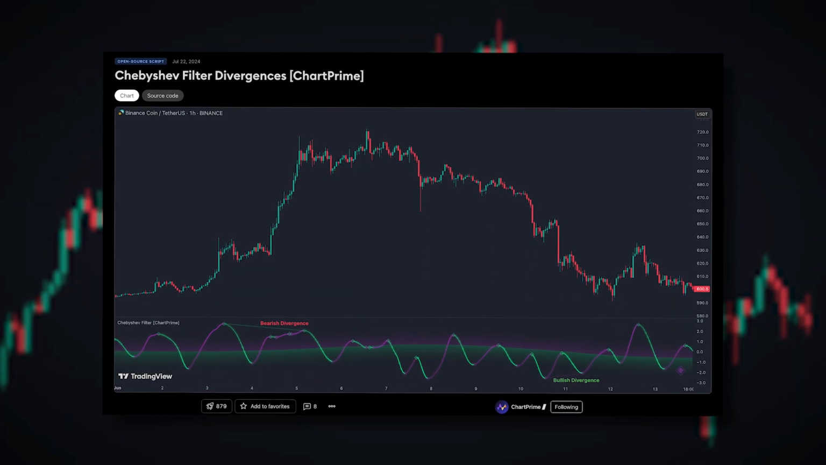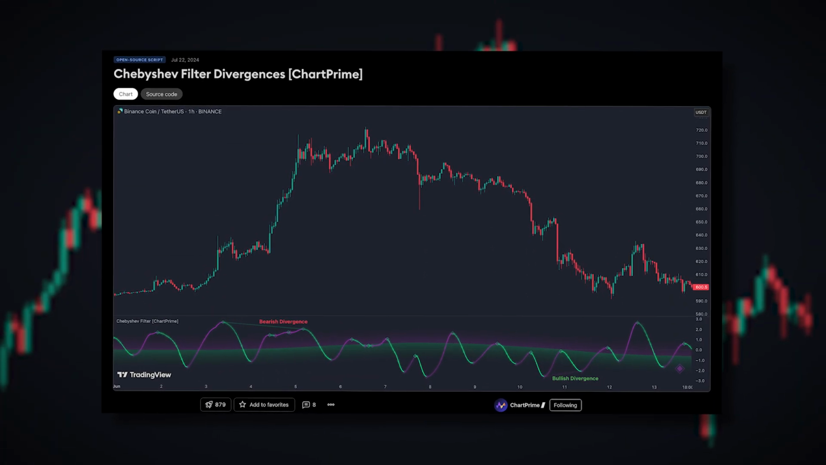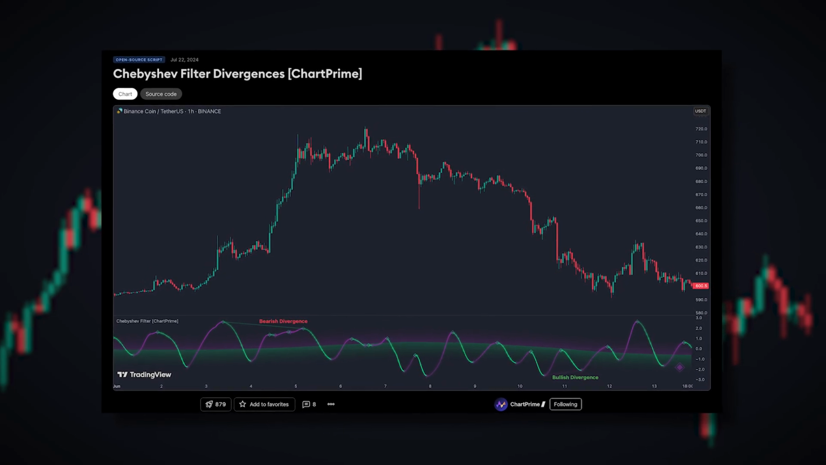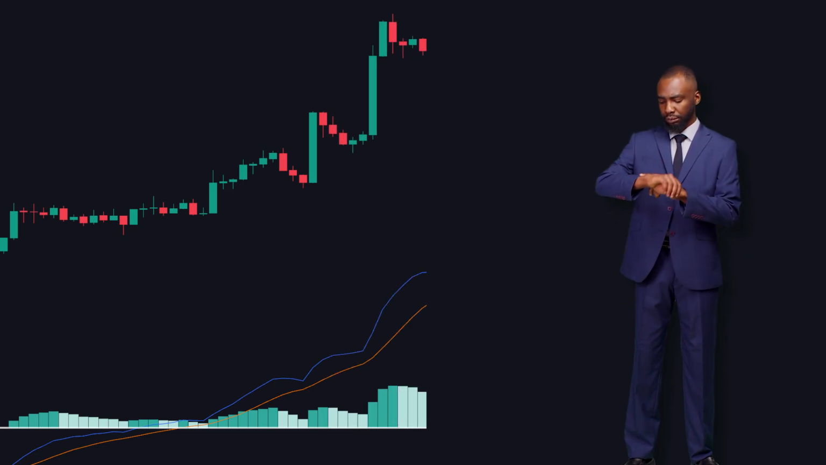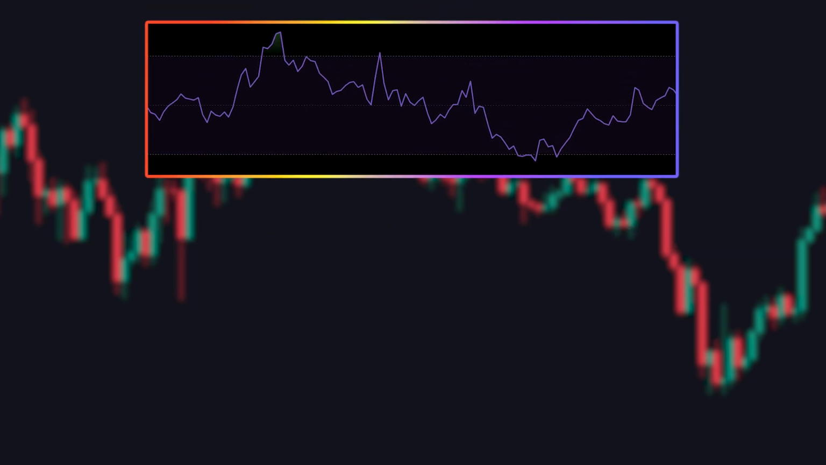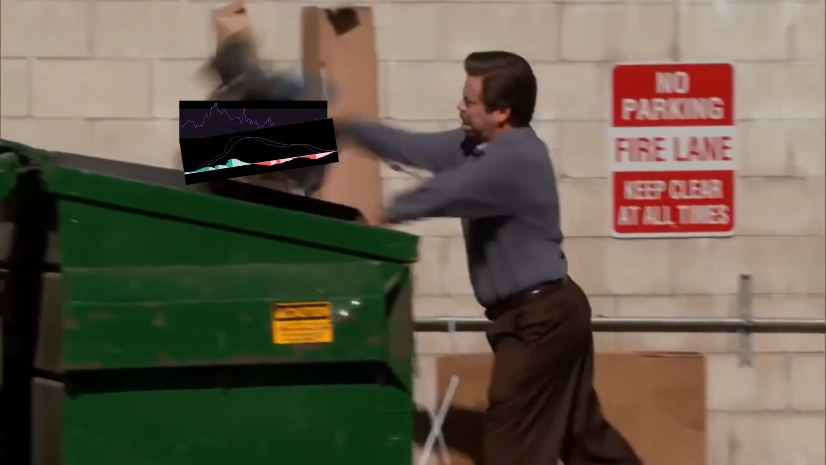Finally, let's take a look at an oscillator, the Chebyshev filter divergences oscillator. This can be perfect to catch those market bounces with very low lag. Firstly, we have our purple and green waves. These waves are actually predictive in nature. This means no, you do not have to wait for the price to start reversing before the oscillator catches up. This is one of the massive shortcomings of indicators like the RSI and the MACD.